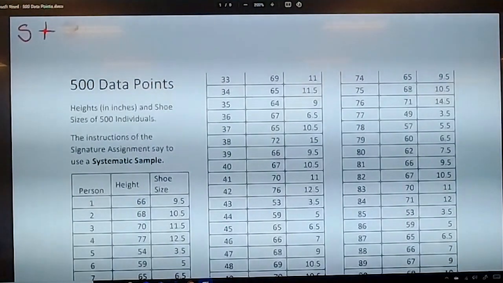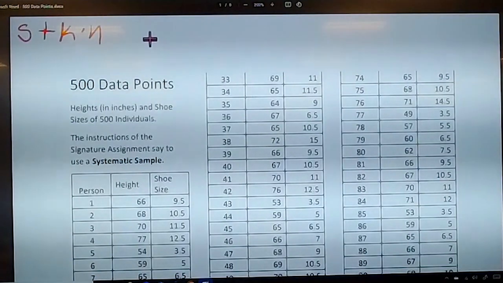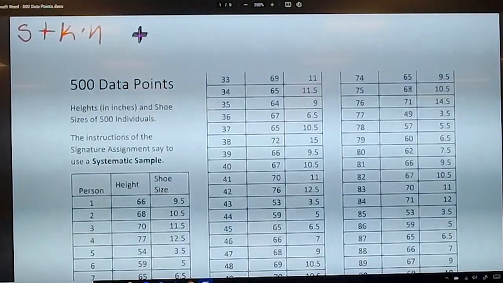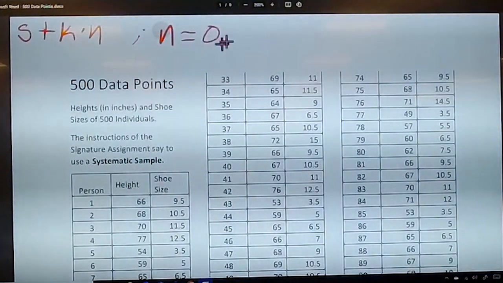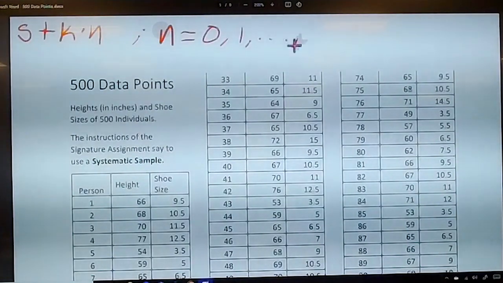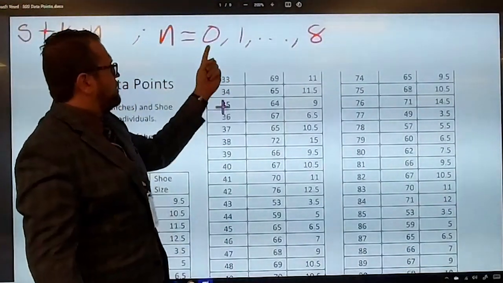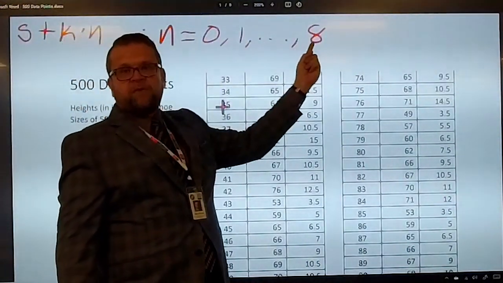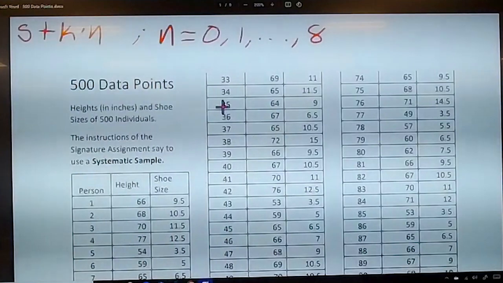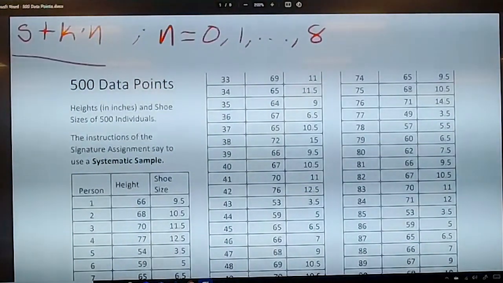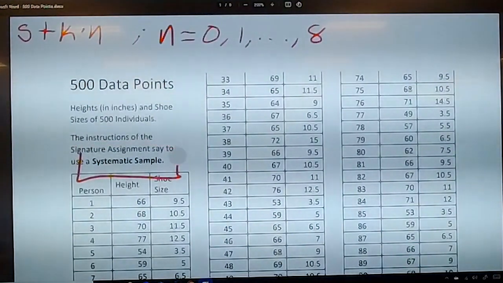Now I need to have 9 samples in total. So this means that n will vary from 0 up to 8. Because if you were to count these, 1, 2, that would be the 9th. So you'll get 9 data points from this strategy, which is called the systematic sample.